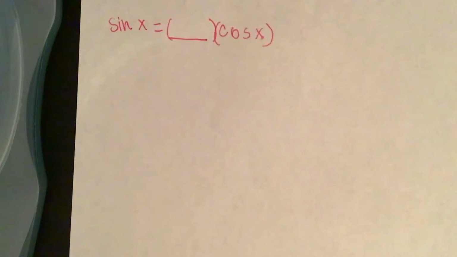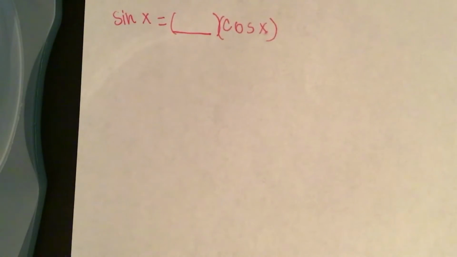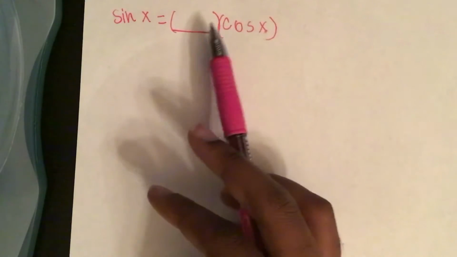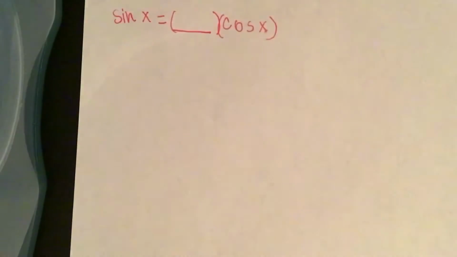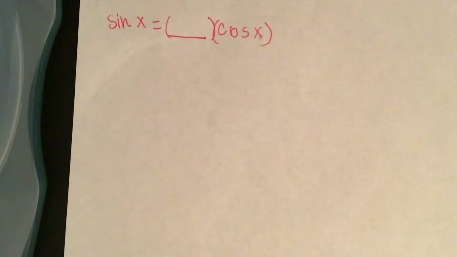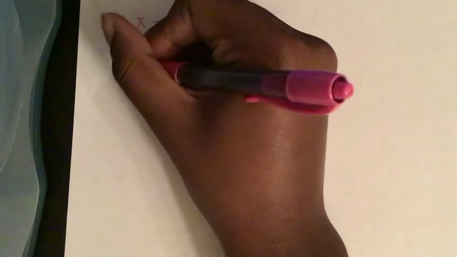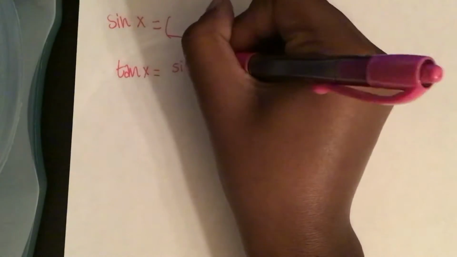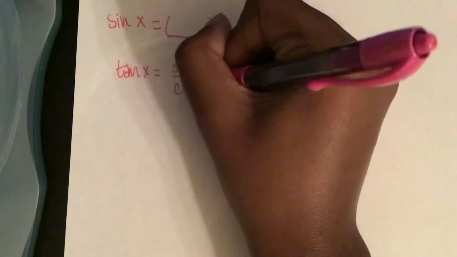Okay guys, so now we're going to do some example problems. Right now we're looking for something that's going to give us the answer, obviously, we want to know what goes in the blank. If you memorized your identities, you should remember that the tan of x is equivalent to the sine of x over the cosine of x.